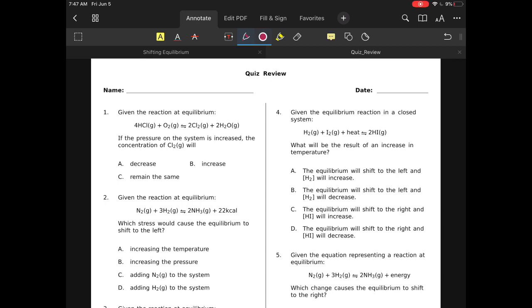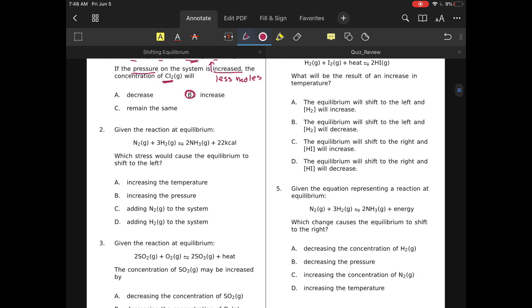Number 1, given the reaction at equilibrium, if the pressure on the system is increased, the concentration of Cl2 will... I know that if the pressure increases, it's going to shift to the side of the reaction that has less moles to therefore help decrease the pressure. So this side of the reaction has 5 moles of gas. This side has 4. If we increase the pressure, it will shift to the right, and that means that the concentration of Cl2, which is a product of the forward reaction, will increase as the reaction shifts to the side with less moles.